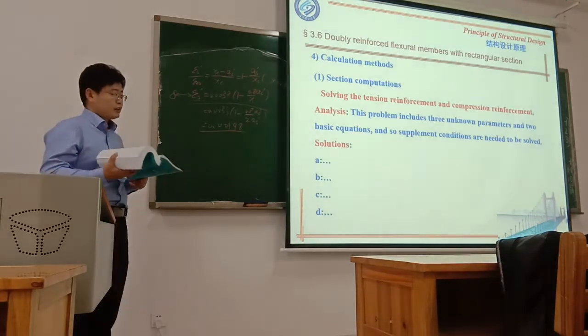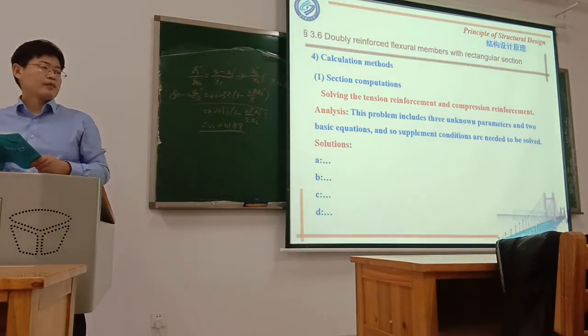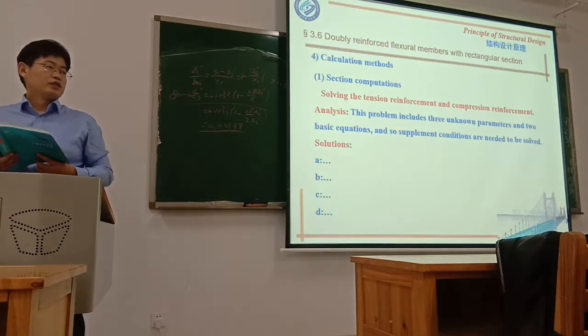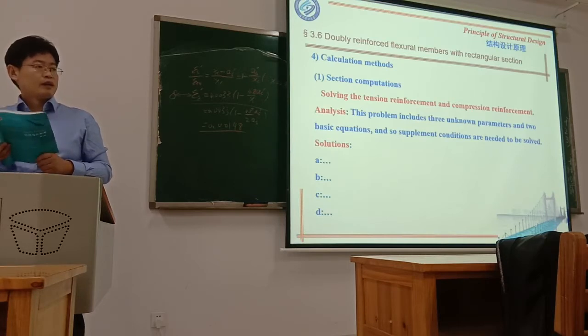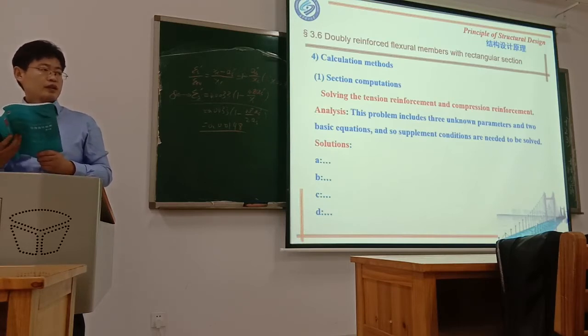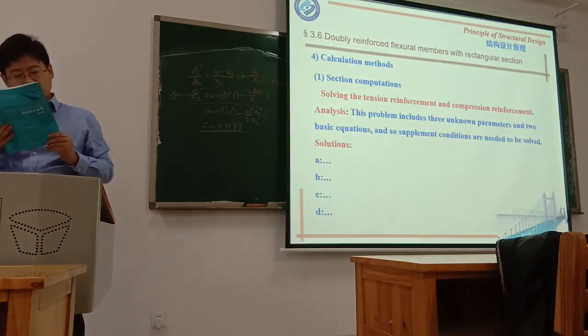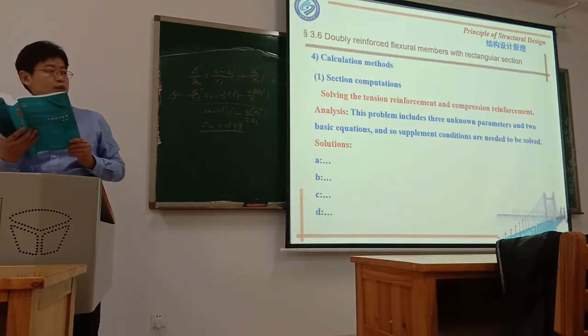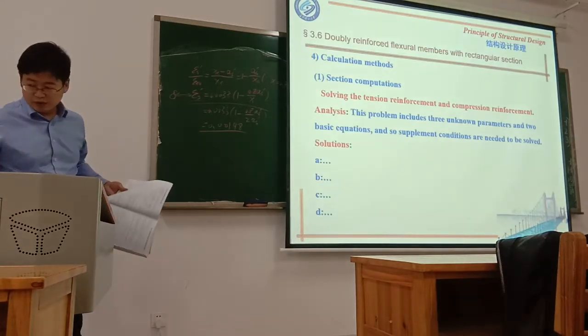Which page was it? 6A. So for the calculation of this double reinforcement beam, you see this 6A. In this question, we need to calculate the tension reinforcement AS and the compression reinforcement AS prime. That means both reinforcements are unknown.